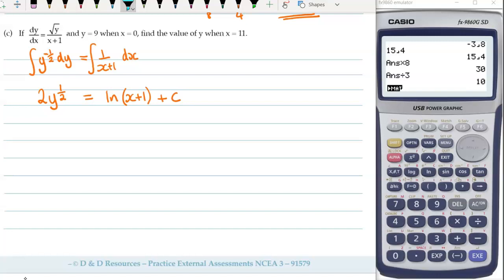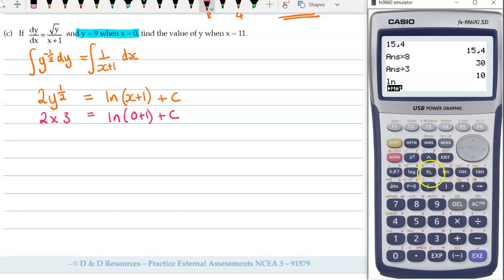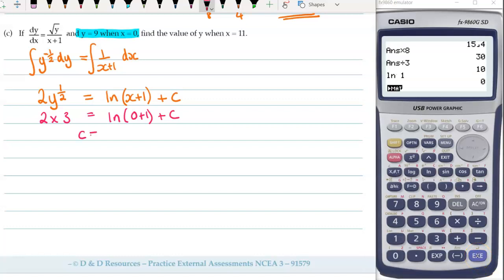Now we have some information here that can help us to work out the c. So when y is 9, x is 0, so we'll substitute those in. We have 2 times y to the half, well that's the square root of y, so that's 3. Natural log of 0 plus 1 plus c. Now if you check on your calculator, natural log of 1 is 0, so c is equal to 6.